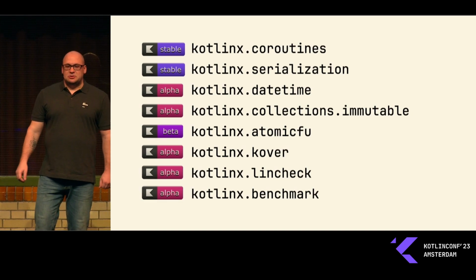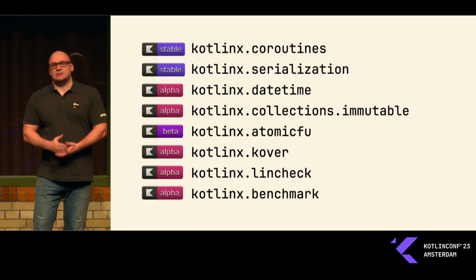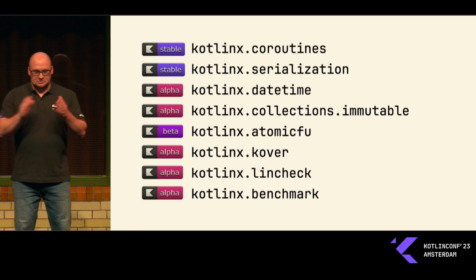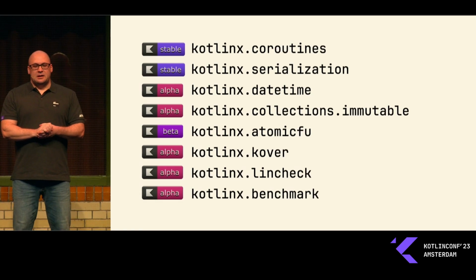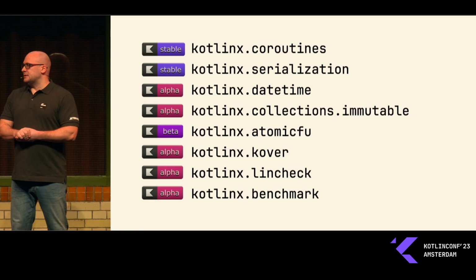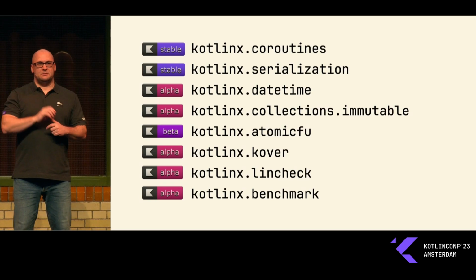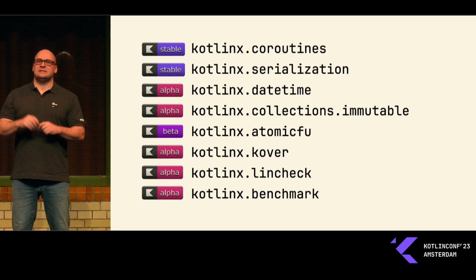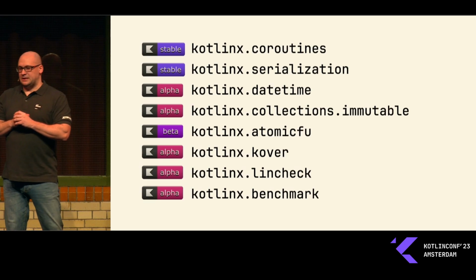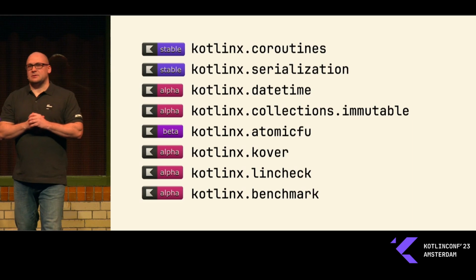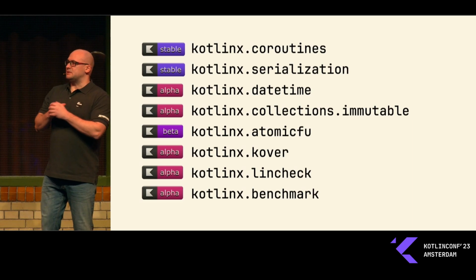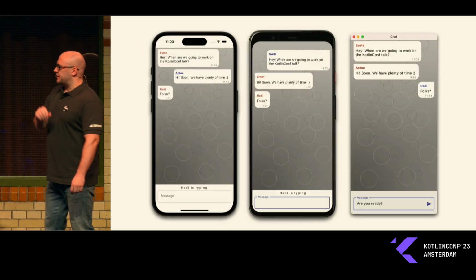And as you can see, two of them are already stable, Coroutines and serialization, and the others are either in alpha or beta status. So today, we're going to explore a few exciting cases and highlight some of the APIs in those libraries that we feel are interesting in the context of a demo application.